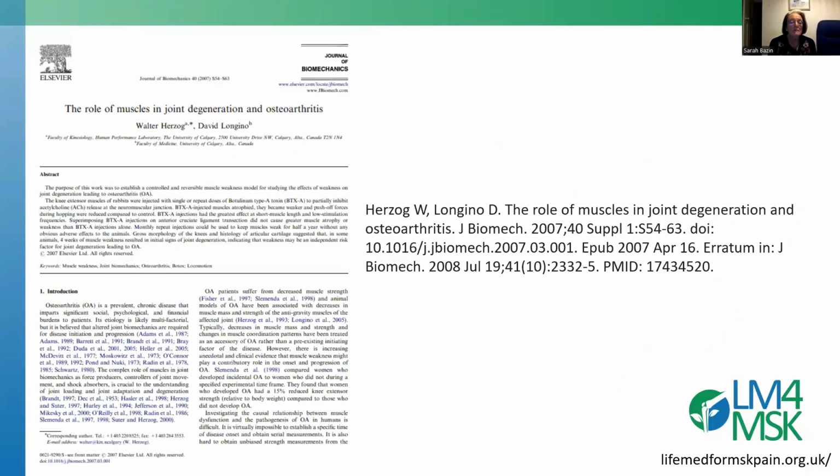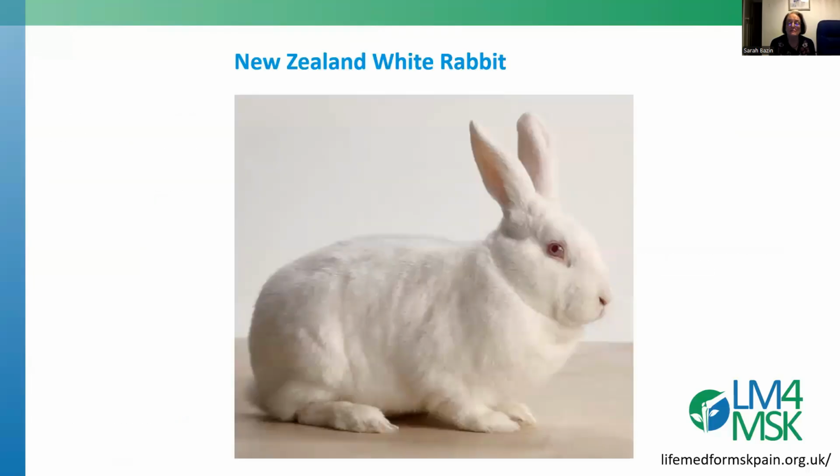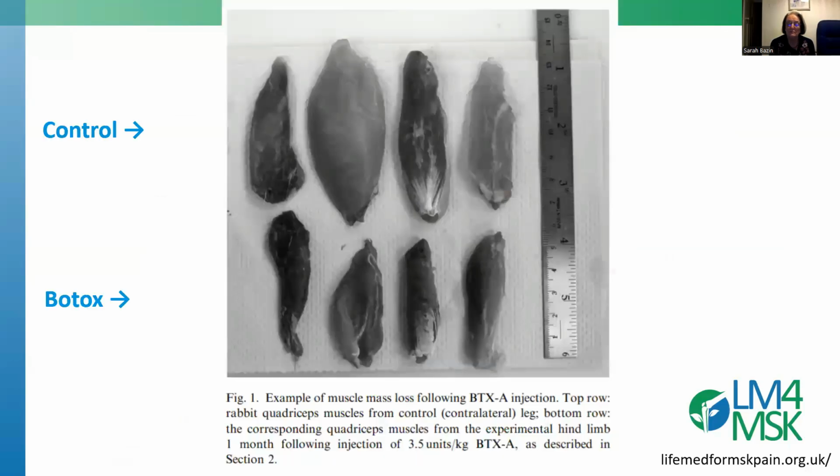Now, if you are an animal lover, I would like you to close your eyes because the next few slides may be slightly disturbing for you. So they did this experiment in Canada. They took some New Zealand white rabbits, and in some rabbits, they injected. One side they didn't do anything. On the other side, they gave Botox injections. The Botox injection caused muscle atrophy and weakness of the muscle. Then they compared the normal side with the weakened side.